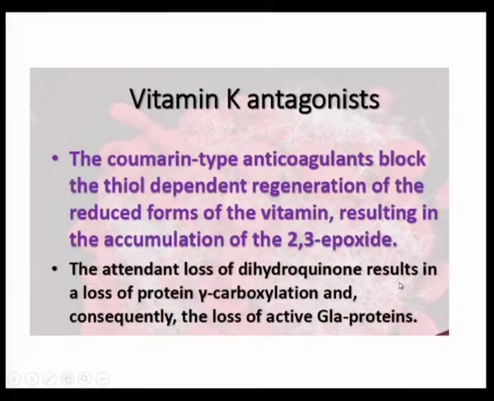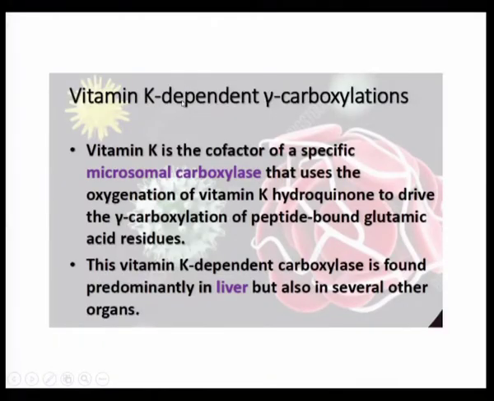Now you have to look at the attendant loss of dihydroquinone, which results in the loss of protein gamma carboxylation and consequently the loss of active GLA protein. So GLA protein is basically the gamma carboxylated glutamic acid derivative. So when that particular area is modified, you call them GLA proteins. We are going to look at them. So that way it's a cofactor, and here you find the gamma carboxylation of peptide bound glutamic acid residues.